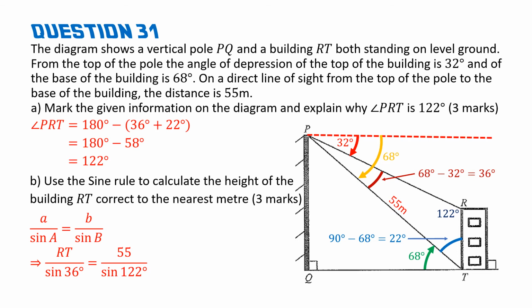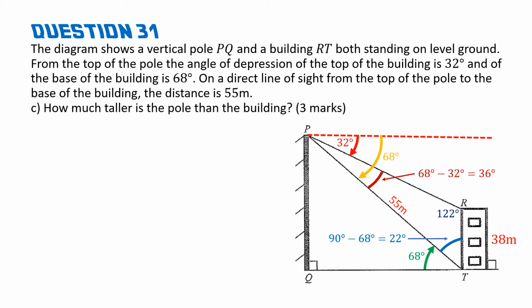So now I want to rearrange that to get RT by itself. So I'm going to multiply both sides by the sine of 36 degrees. And now if I put all of that into our calculator, it tells me that the length RT must be 38 meters. All right, so that's the height of our building, 38 meters.